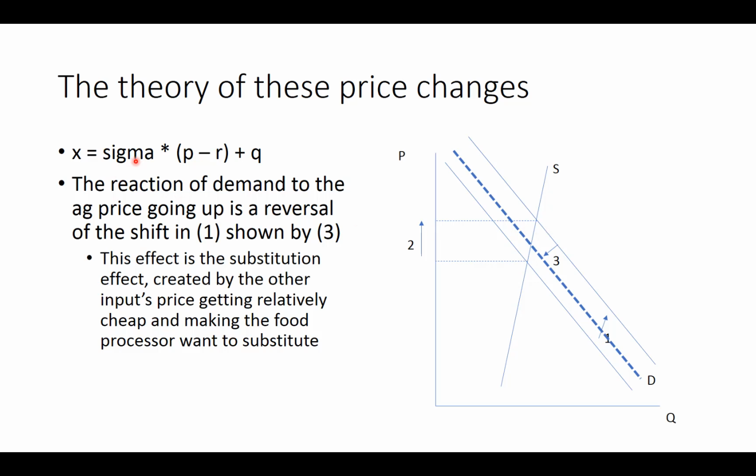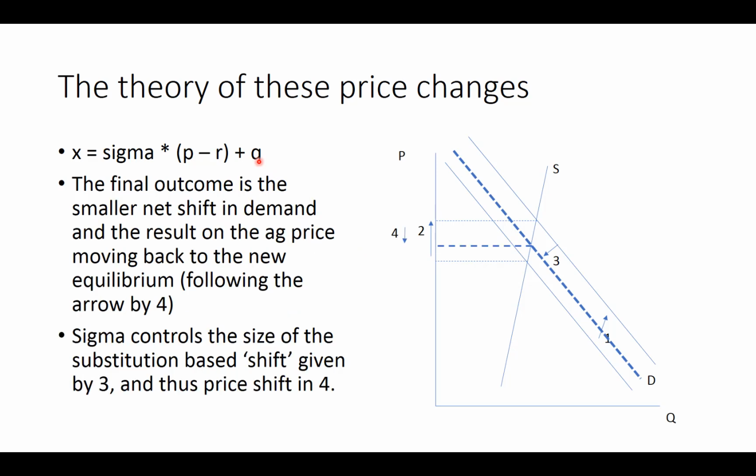So if we're able to substitute using sigma, the substitution between ag and non-ag inputs, then it must be the case that the final effect is to get this initial shift up, but it backs its way back down as that price gets pulled up. Okay, so that reaction is the substitution effect. The first part is the expansion effect. The second part here is the substitution effect, meaning that we are eroding whatever this shock was. Part of it is going to go away if we're able to substitute for the ag input.